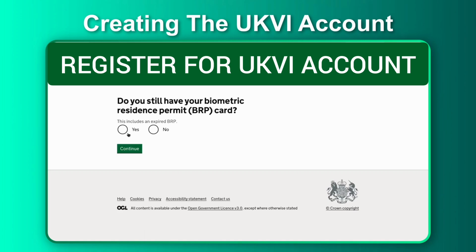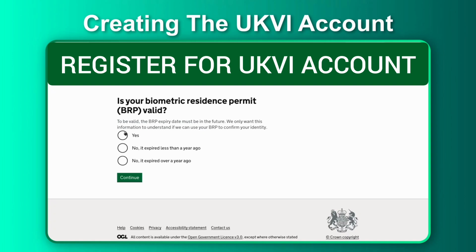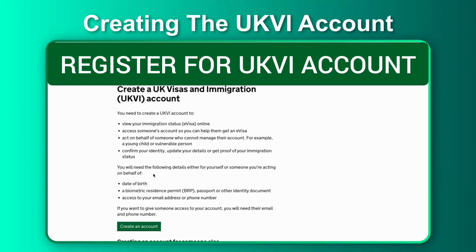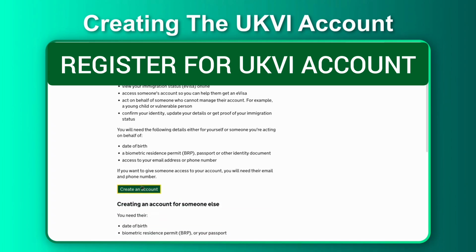Next you will be asked, do you still have your biometric residence permit, BRP card? If you have one, you will click Yes and Continue. Next you will be asked, is your biometric residence permit valid? So you can only create your UKVI account if your BRP is still valid. If it is valid, you will click Yes and then Continue. On this page, it is explained why you need a UK Visas and Immigration UKVI account. So you can read this if you want to. We'll continue with create an account.